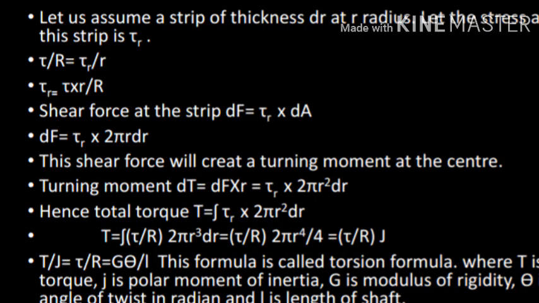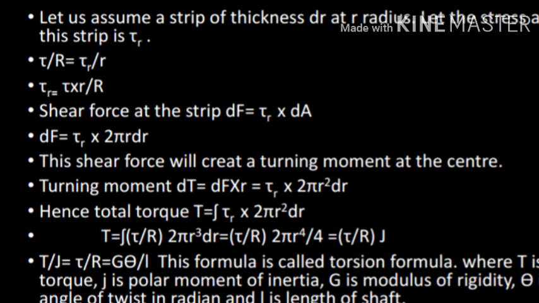So we can say tau r equal to tau into small r upon capital R. Now, due to this shear stress at the strip, a shear force will be there, which will be dF equal to shear stress tau r multiplied by dA. This dA can be written as 2 pi r dr. So we get dF equal to tau r into 2 pi r dr. Now this shear force will create a turning moment at the center. The turning moment dT equal to dF multiplied by r, that is tau r multiplied by 2 pi r square dr. Hence the total torque T equal to integration of tau r into 2 pi r square dr.